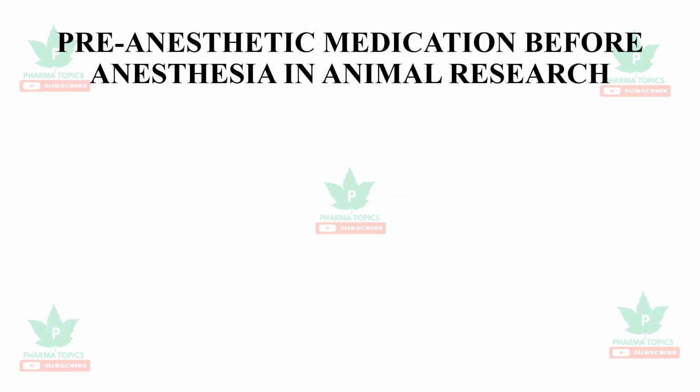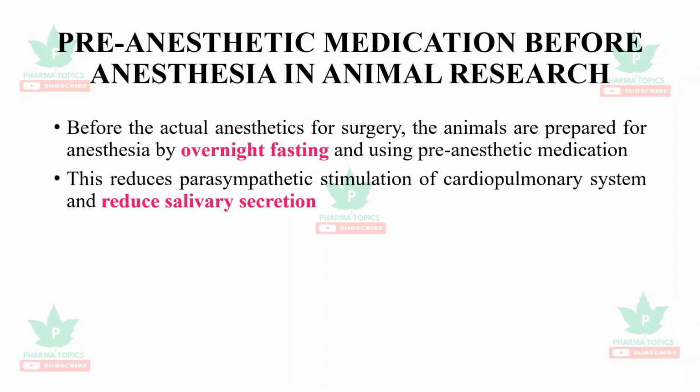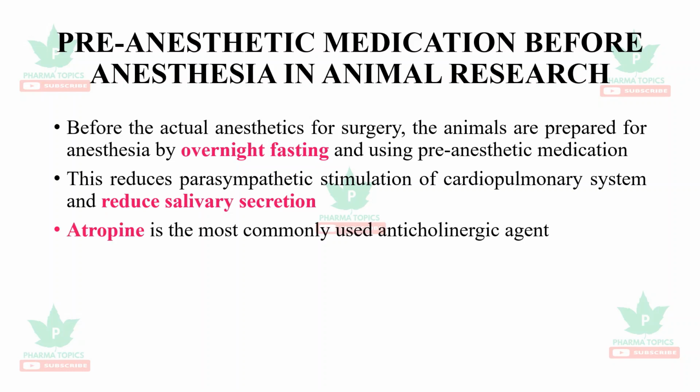Pre-anesthetic medication before anesthesia in animal research. Before the actual anesthetics for surgery, the animals are prepared for anesthesia by overnight fasting and using pre-anesthetic medication. This reduces the parasympathetic stimulation of the cardiopulmonary system and reduces salivary secretion. Atropine is the most commonly used anticholinergic agent.